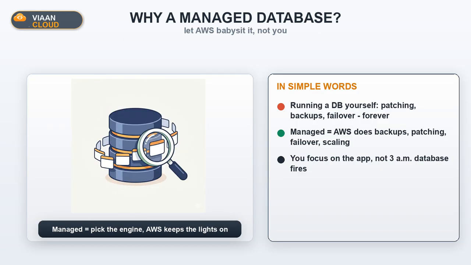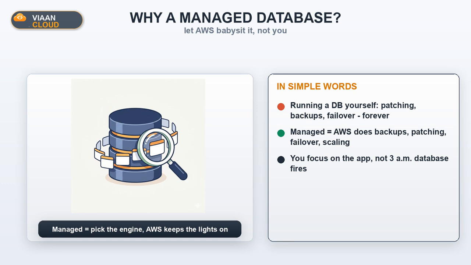First, why use an AWS database at all? Why not just run your own on a server? Because running a database properly is genuinely hard work. You have to install it, patch it for security, back it up, test those backups, handle failover when a server dies, and scale it as you grow forever, at 3 in the morning when it breaks.